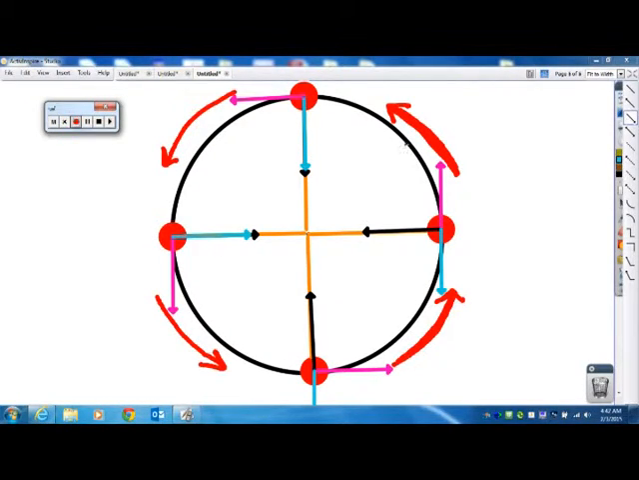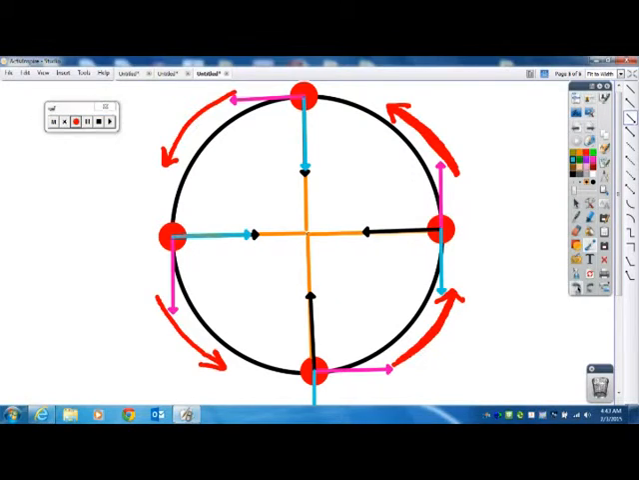So this actually right here is a side view. You're looking at it from the side. And I'm going to go ahead and simplify all of this by showing you how each one of those vectors come into play.